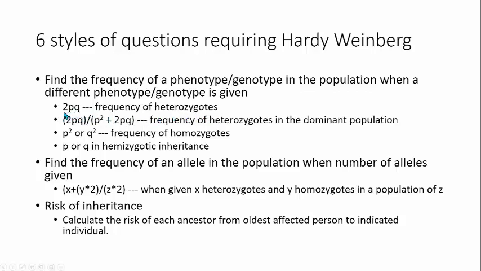Remember again that 2PQ is the frequency of heterozygotes. The frequency of heterozygotes within a dominant population would be 2PQ over P squared plus 2PQ. Remember that either P squared or Q squared is the frequency of the homozygotes. And remember, of course, P squared is for the dominant and Q squared is traditionally for the recessive, and that we use only P or Q in a hemizygotic inheritance.